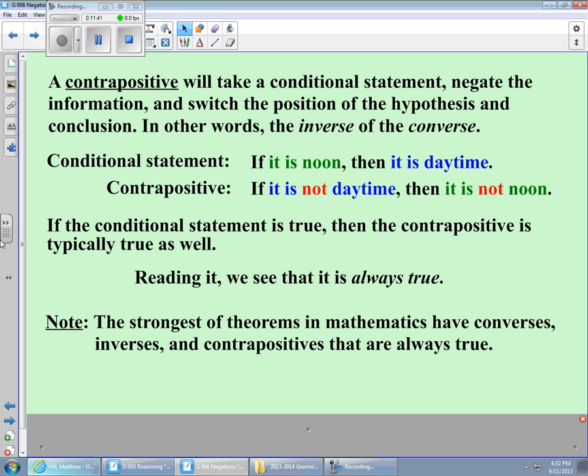Okay, and what we're going to see is that the strongest of the theorems that we have in mathematics, they have converses, inverses, and contrapositives that are all three always true as well. And that's going to be quite helpful because it allows us to use things like the Pythagorean theorem in different ways. We don't just use it to solve for missing sides of a triangle. We can also use it to determine if we have a right triangle or not. Okay, that's from things like the converse and the inverse and the contrapositive. But we'll get to all that when the time comes.